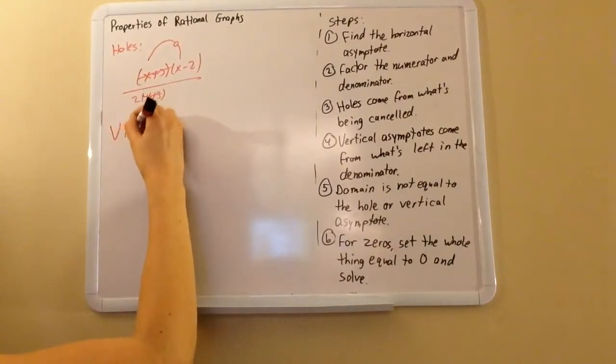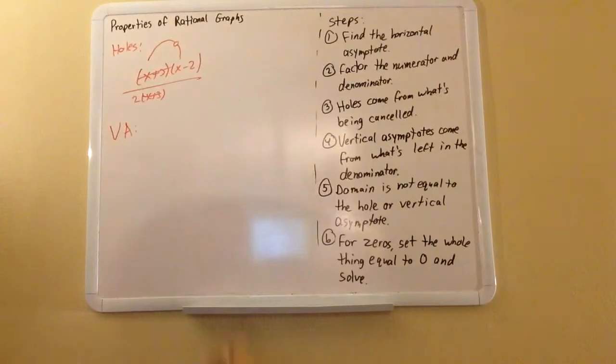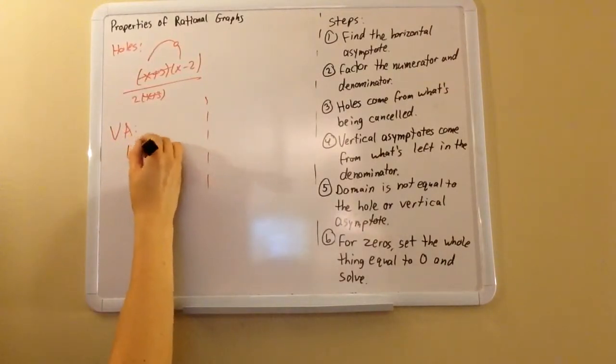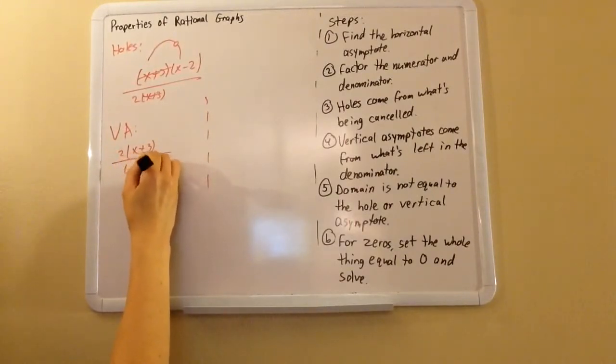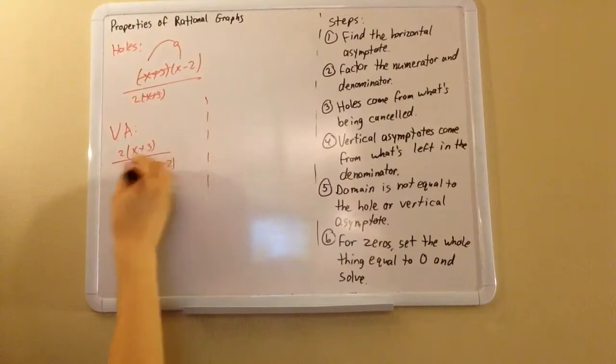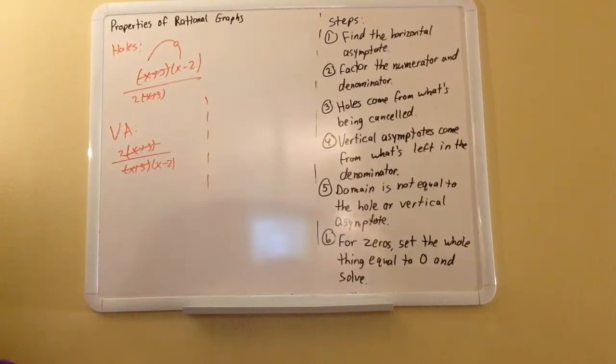Next we have the vertical asymptote. The vertical asymptote looks like this. Again, the asymptote is where your graph gets closer and closer to it, but never really touches it. And it's what's left in the denominator. So let's say I have x plus 3 times 2 over x plus 3 times x minus 2. Those two are being canceled. What's left in the denominator is x minus 2. That's where my vertical asymptote is going to come from.